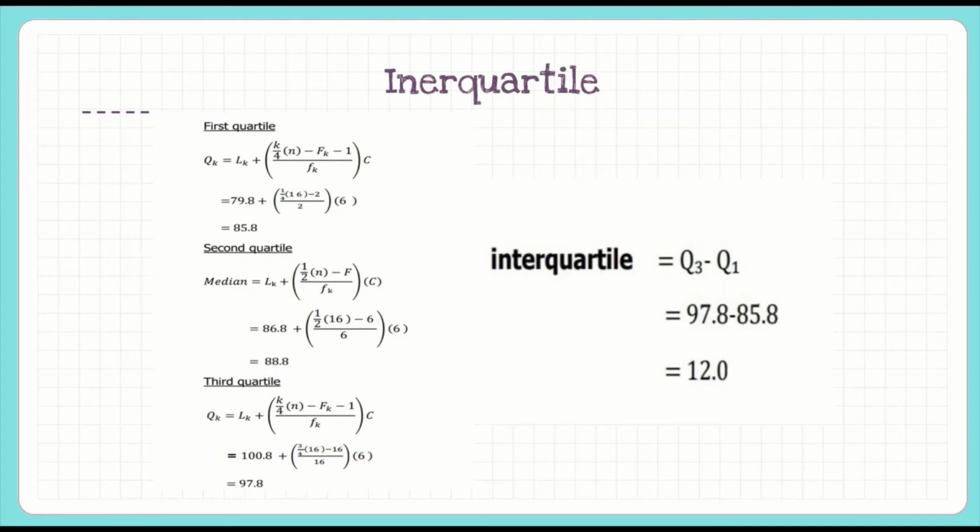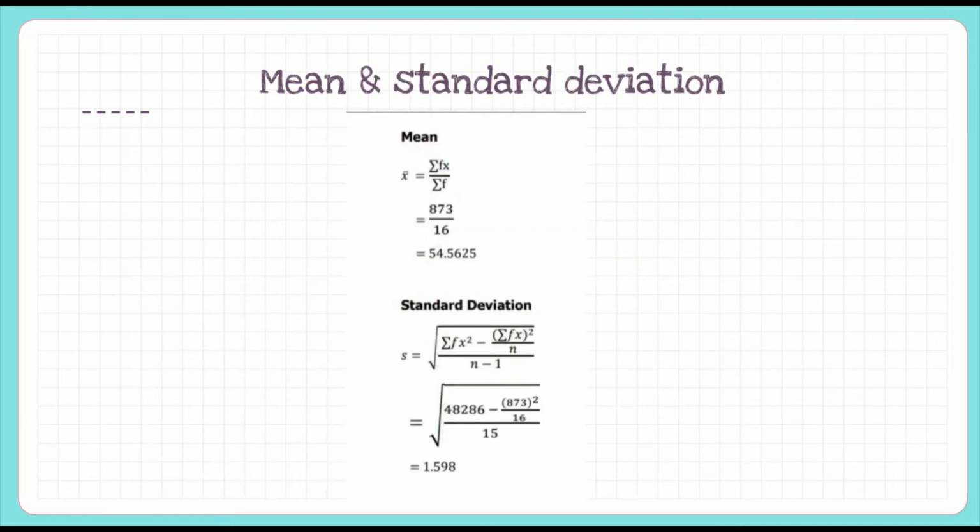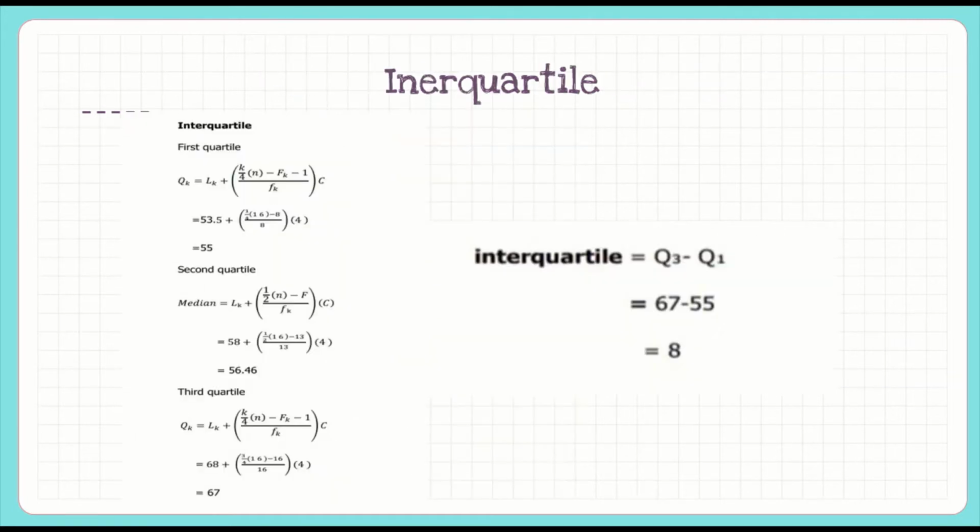For Kedah, we obtain the mean equal to 54.5625 and the standard deviation is 1.598. From table 2, we obtain the quartiles: the first one is 55, the second one is 56.46, and the third one is 67. Using the formula quartile 3 minus quartile 1, we got the answer for the interquartile range of Kedah is 8.